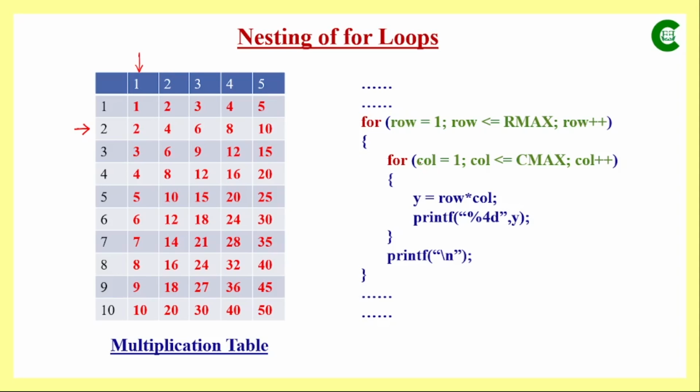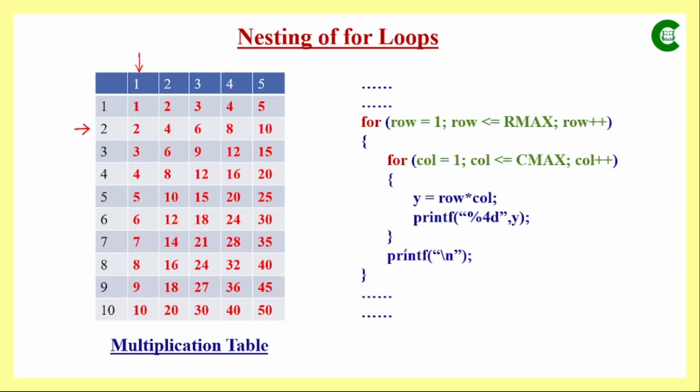So for the first time, row value will be 2 and now column value will be 1. So 2 multiplied by 1, that value will be 2. And again it will go back, it will repeat the inner for loop. This time column value will be 2. So it will be 2 multiplied by 2. So this will be 4. And accordingly it will be repeated 5 times. And when col value will become 6, then this inner loop will be terminated.